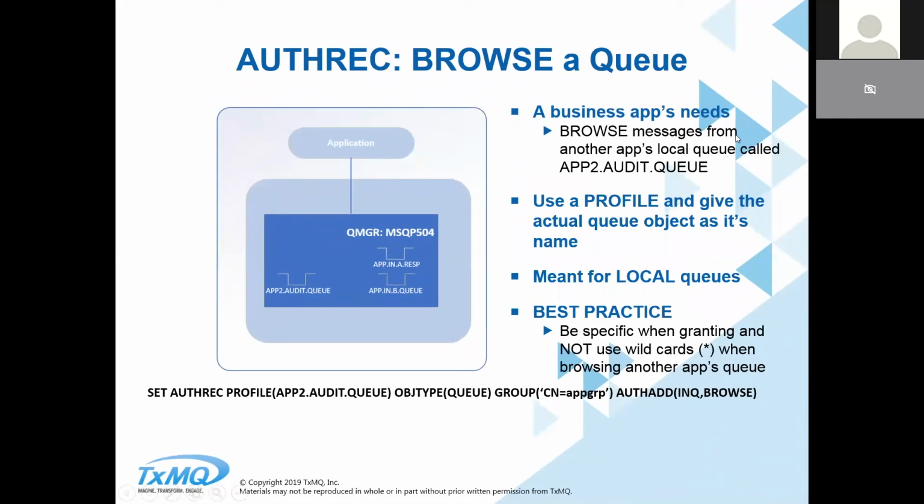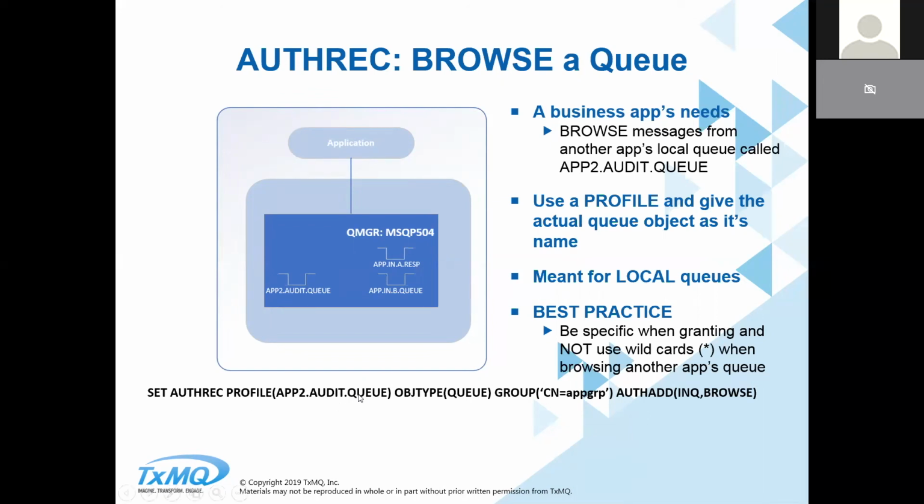AUTHREC browse a queue. The business app needs to be able to browse messages from another app's local queue called app2 audit queue. In this case, he uses a profile to get the actual queue objects as if it's its name. And this is generally when you're going through, as part of a best practice, and giving a fully qualified MQ object name, for a local queue as an example. So best practice, be specific when granting and don't use wildcards when browsing.